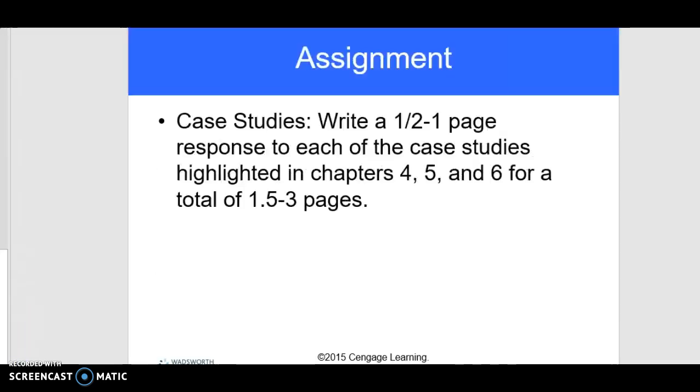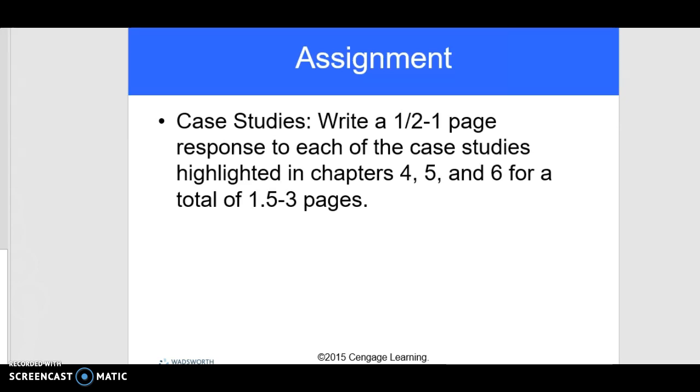I wanted to talk for one moment about your assignment for this week. There are case studies that are written based on real children that have been worked with. And I think it's so much more helpful to learn about these exceptionalities and learn about some of the things we're studying in class by studying the case studies.